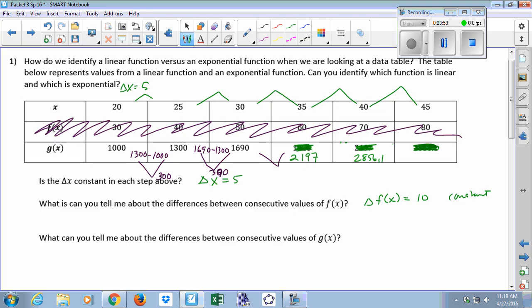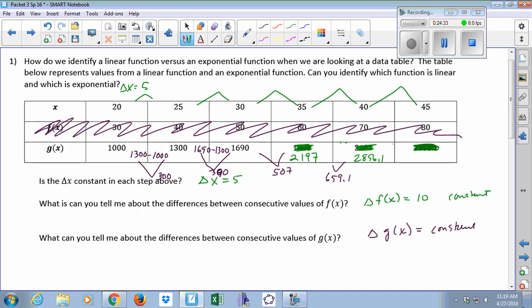What about the next consecutive values? Is that right? 507? Okay. And then finally here, you all have your calculators. What is it? 659.1. Okay.